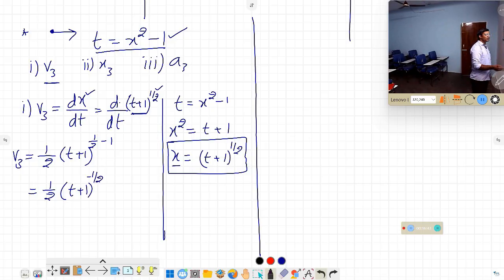Minus 1 by 2 you will get. So if you solve this one, you are going to get 1 by 2 into (t plus 1) whole power 1 by 2. Minus 1 by 2, if you make it to denominator, it becomes plus 1 by 2. Okay, this is the way you get.